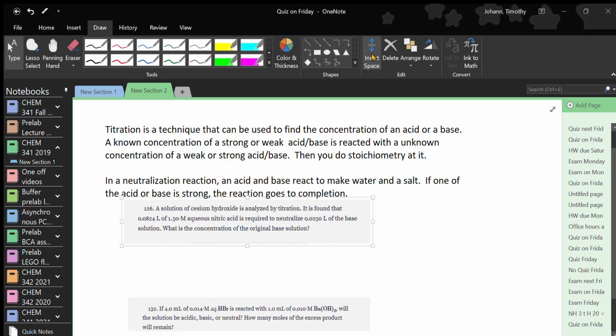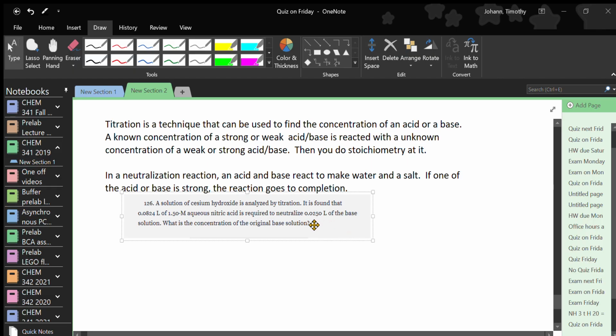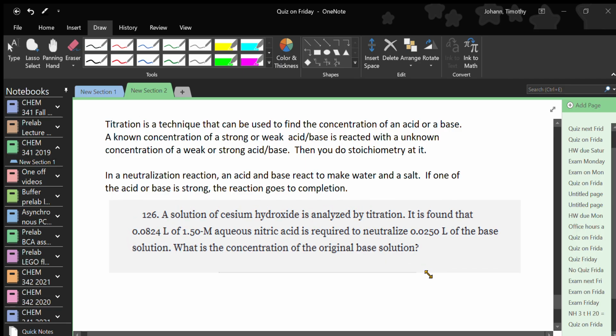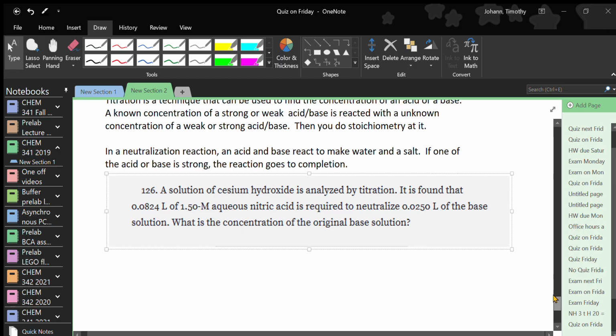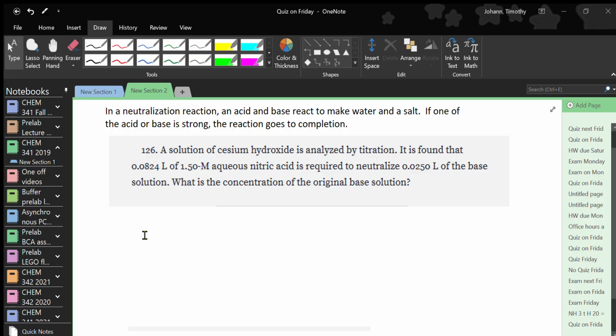So let's go ahead and do a problem here. I've got like 3 or 4 minutes, so I'm going to kind of blast through it so you can see it today. This is important stuff. It's also complicated, so we will go over more examples on Wednesday. But here I've got a solution of cesium hydroxide that's analyzed by titration. It's found that that many liters of that molar nitric acid, which is a strong acid, is required to neutralize that many liters of the base. What's the concentration of the base?